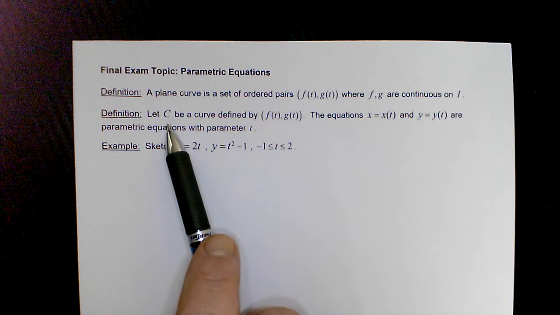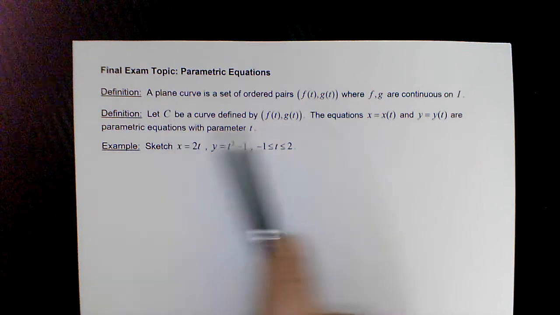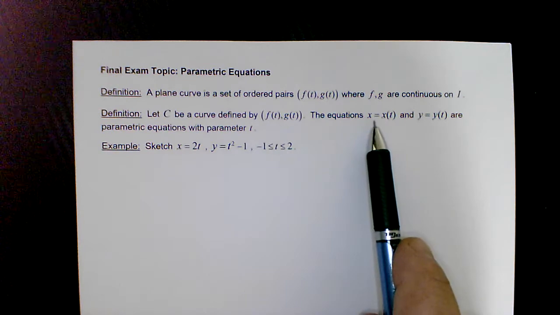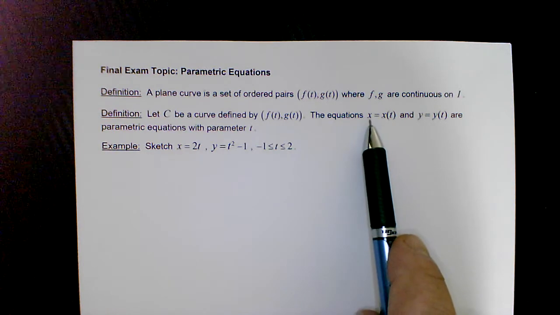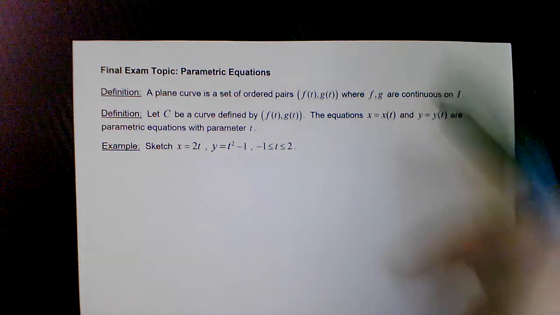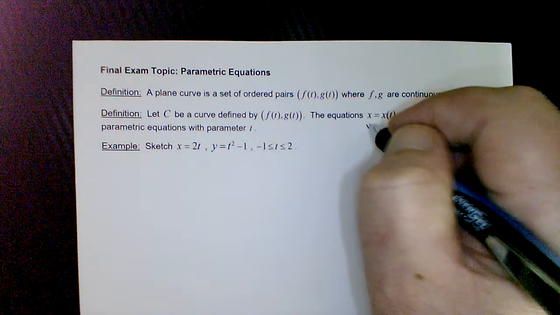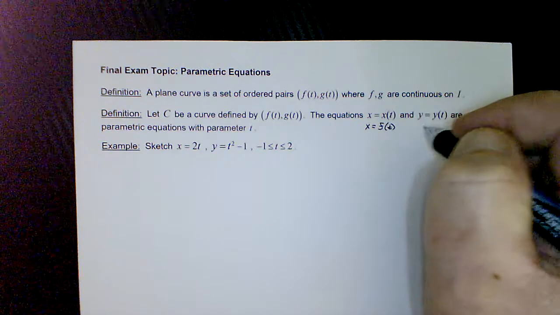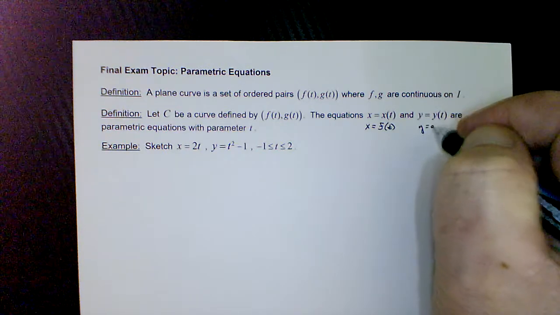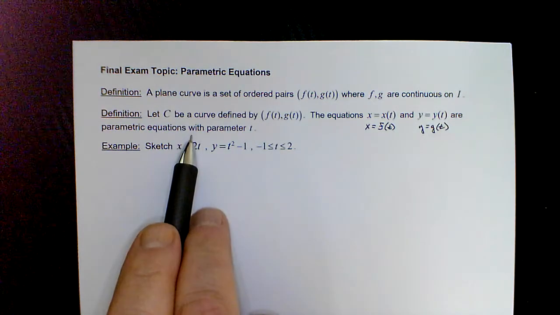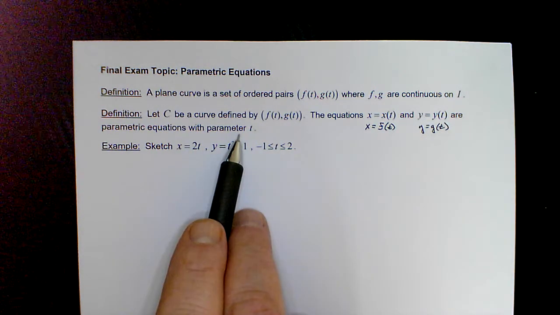And so then a second definition is, let C be a curve, defined by the previous definition. And we state that the equations x equals x of t, or you could say x equals f of t if you like. Maybe I should have stated that. And y equals g of t. These are the parametric equations with a parameter of t.